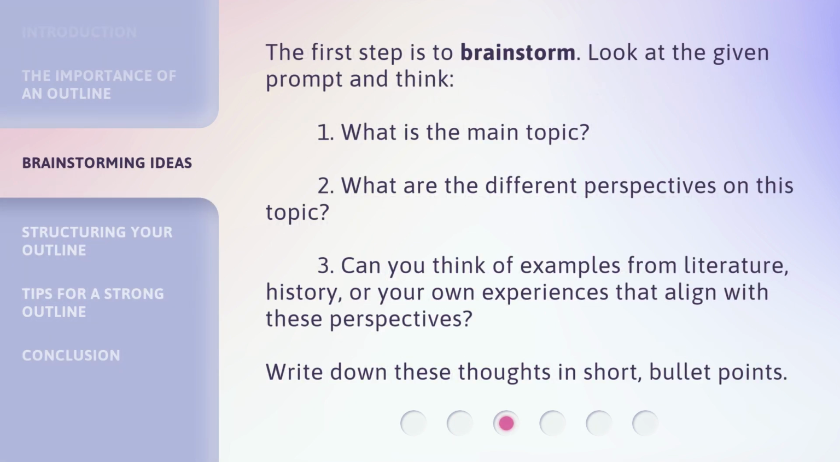The first step is to brainstorm. Look at the given prompt and think. 1. What is the main topic? 2. What are the different perspectives on this topic? 3. Can you think of examples from literature, history, or your own experiences that align with these perspectives? Write down these thoughts in short bullet points.